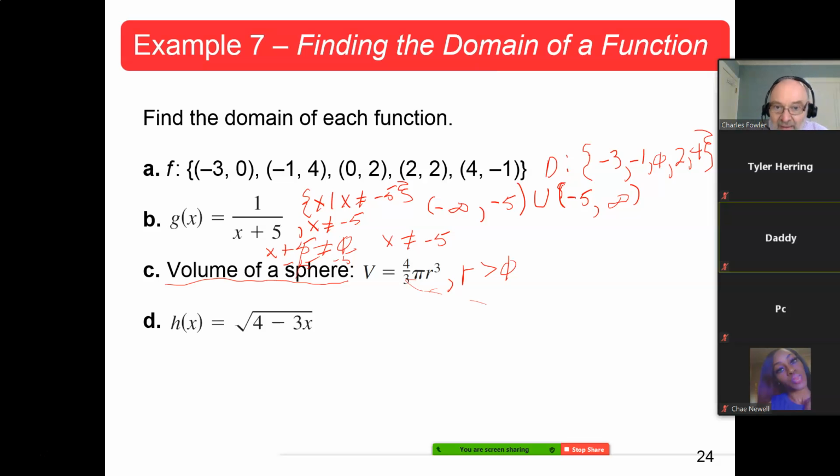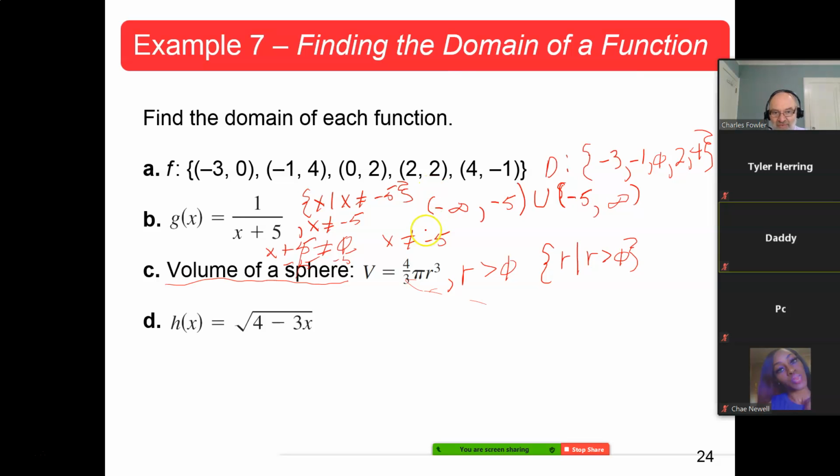Okay. So just from a physical point of view, R has to be positive. It can't be negative. It can't be 0. Okay? So in set notation, that would be the set of all radii such that R is greater than 0. Now, in reality, you can't have an infinite sphere either, okay? But there's no upper limit that I know of, so you just have to put it that way.